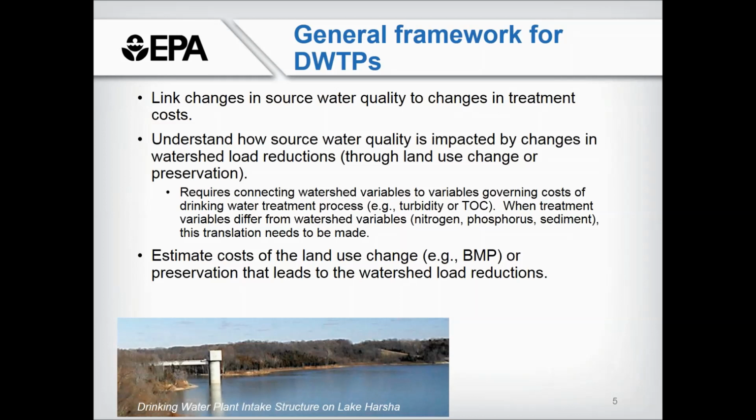Second is the link between source water quality and watershed loading. Sometimes the variables that drive changes in drinking water treatment costs differ from the watershed loadings. This requires translating the loadings to variables that matter for the treatment process. An example of this would be translating phosphorus loads in a reservoir to turbidity. Okay, the third link is that between land use change and watershed loading.